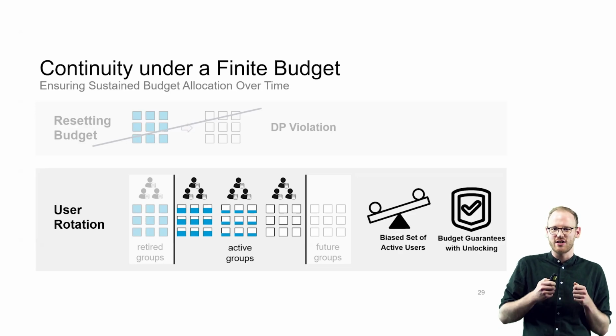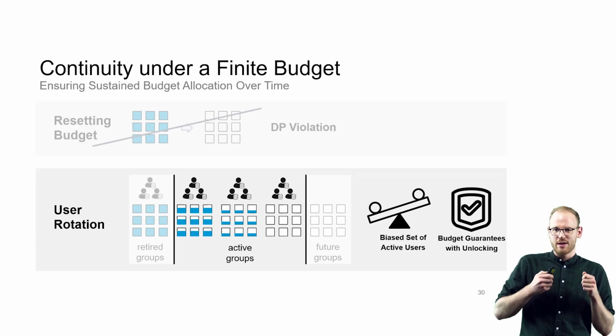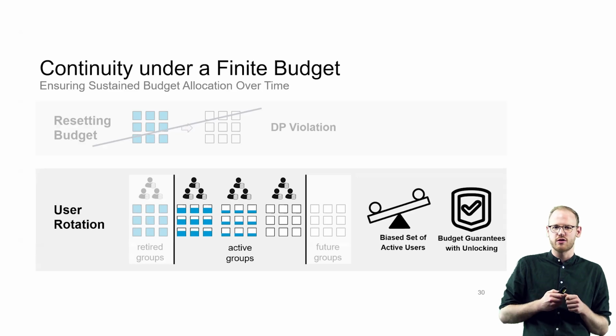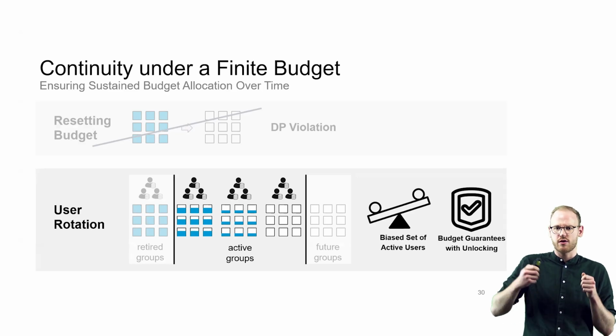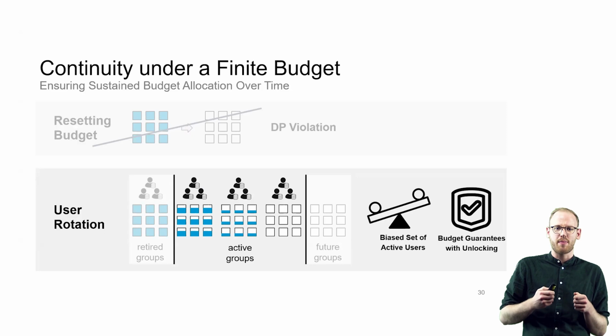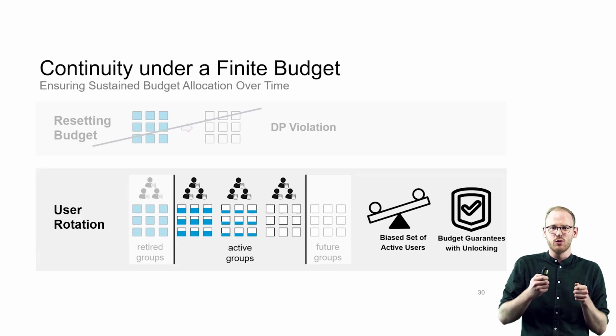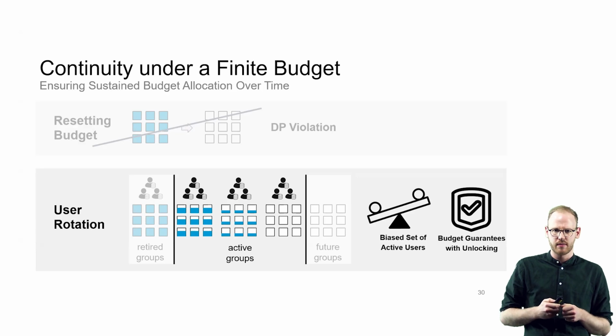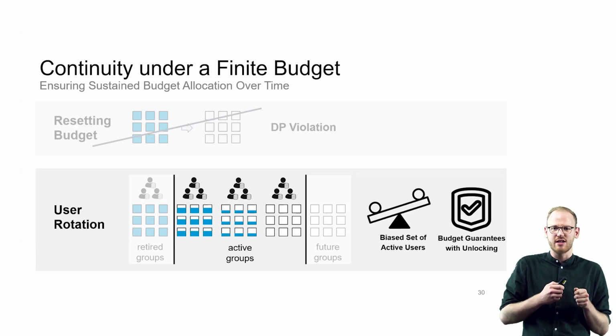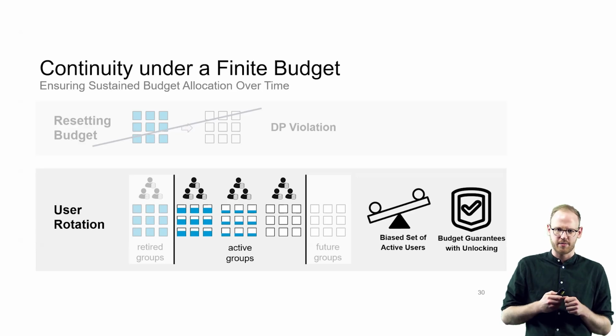Now, this user rotation needs to be carefully implemented to minimize the need for additional tracking, maintain balanced budget usage, and provide clear semantics for DP applications. In the paper, we show that simply retiring users when their past privacy consumption reaches a threshold leads to a biased population of active users without clear semantics, as the number of active users is dependent on prior queries. I'll not discuss today how we address these issues in our system, I merely wanted to highlight them.